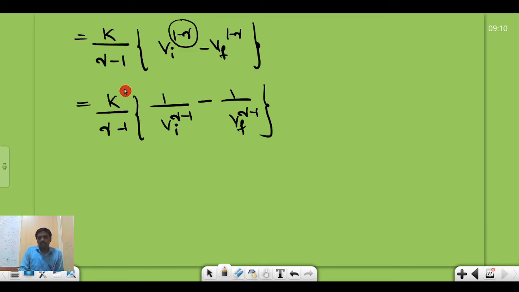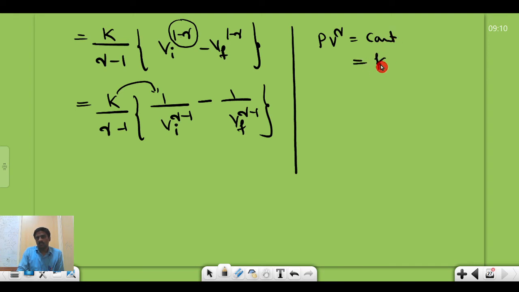Now I am sending this gamma inside this equation. What will we get? Please look at this one. So once again I am recalling our adiabatic process equation, PV power gamma is equal to some constant. That constant we assume is small k. That means P initial V initial power gamma is equal to some constant, or P final V final power gamma is equal to some constant, that same constant.